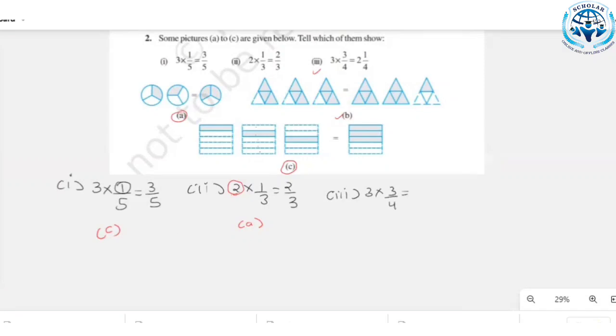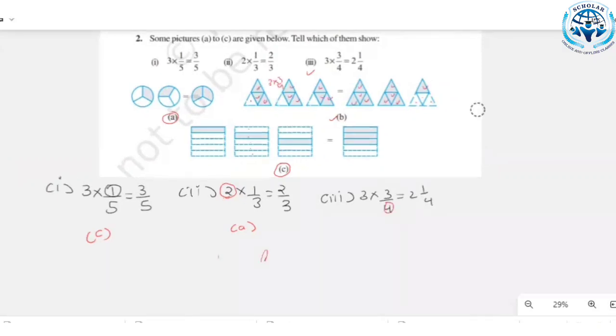The third one, 3 into 3 by 4, that means 3 are the total wholes and 3 parts are shaded out of the 4. That means the B1. 2 into 2 1 by 4, that means 2 complete wholes. 2 wholes are completely shaded, and in the third one 1 part is shaded. That means 2 1 by 4.